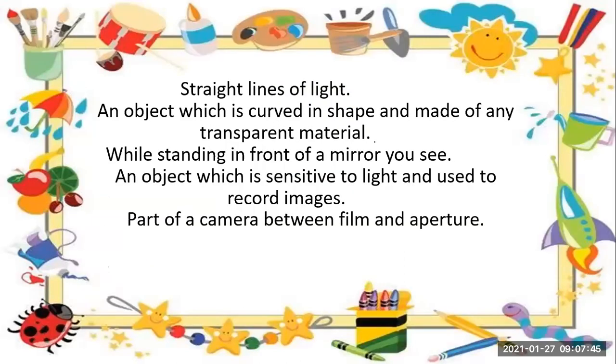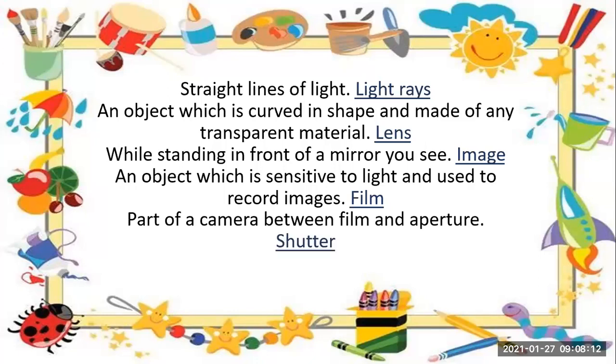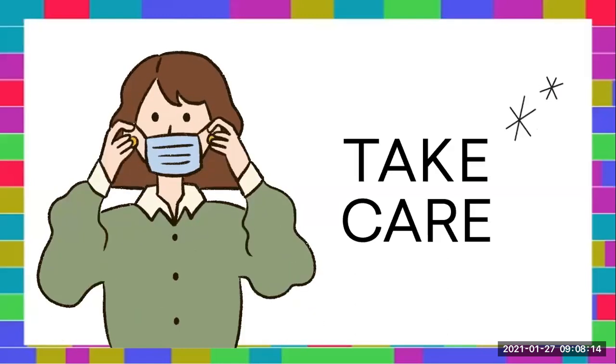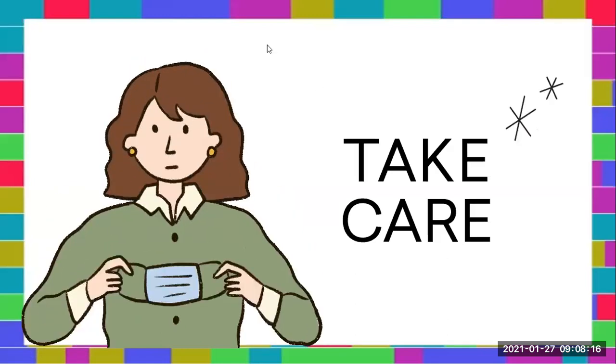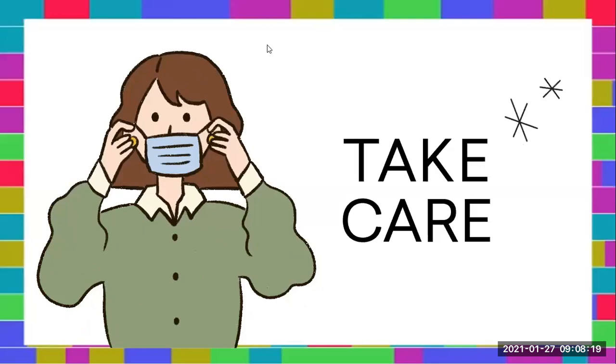So here are again the name these in front of you. Straight lines of light are called light rays. An object which is curved in shape and made of transparent material is a lens. While standing in front of a mirror, we see an image. An object which is sensitive to light and used to record images is film. The part of the camera between film and aperture is shutter. So, hope you have got it. Now, we do not have much time.